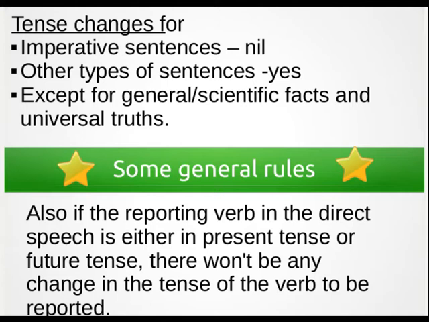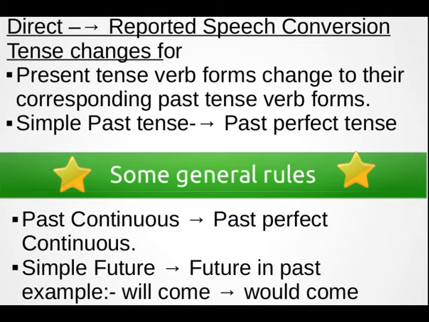Now another thing is about the tense change. It's easy if you remember these rules in this form. All the present tense verb forms change to their corresponding past tense verb forms. For example, if a verb form is in simple present tense, it changes to simple past tense. Present continuous changes to past continuous. Present perfect changes to past perfect. Present perfect continuous changes to past perfect continuous.